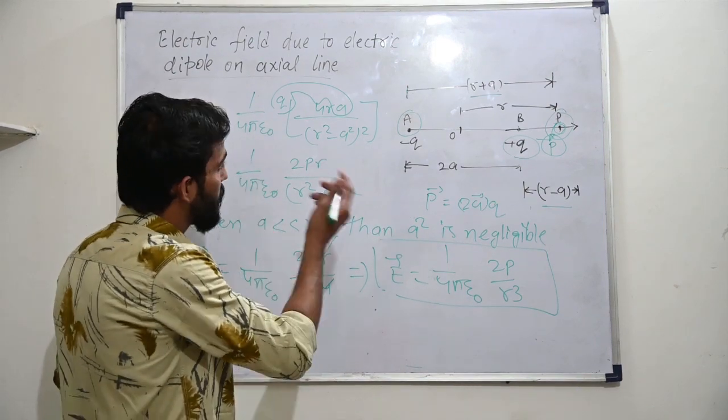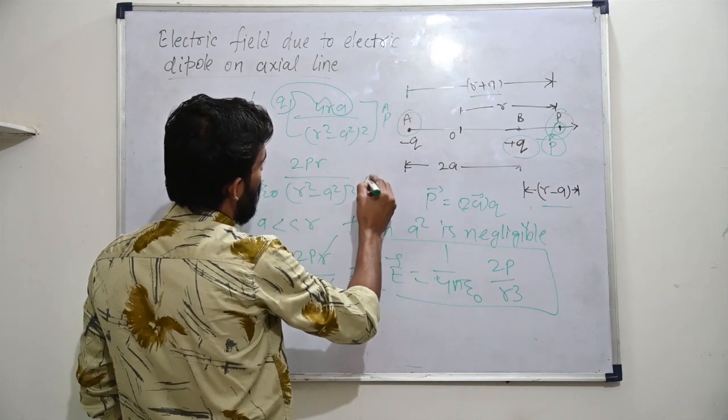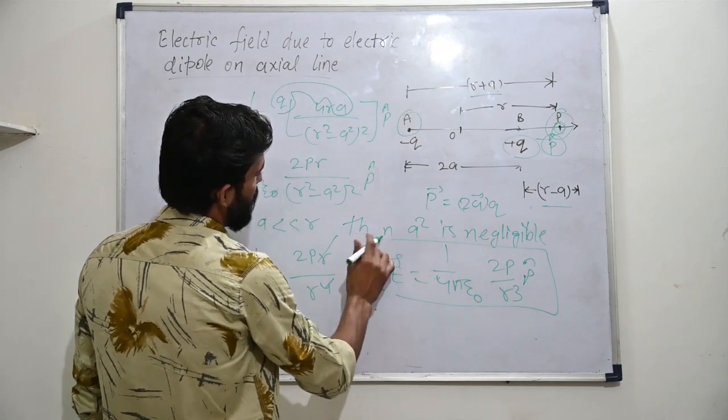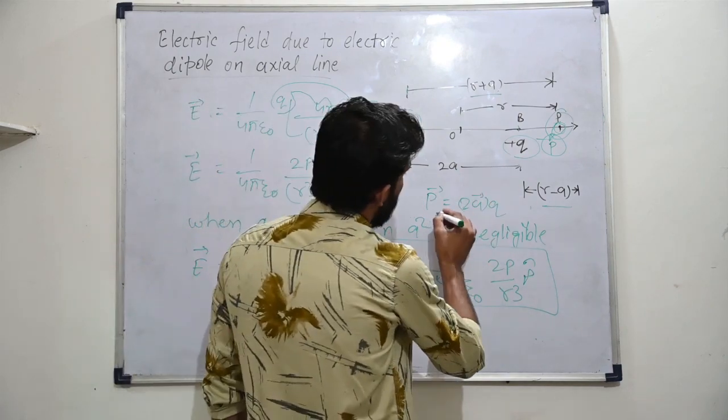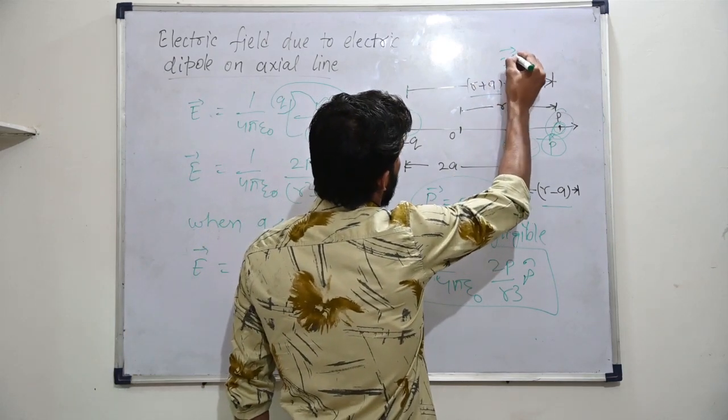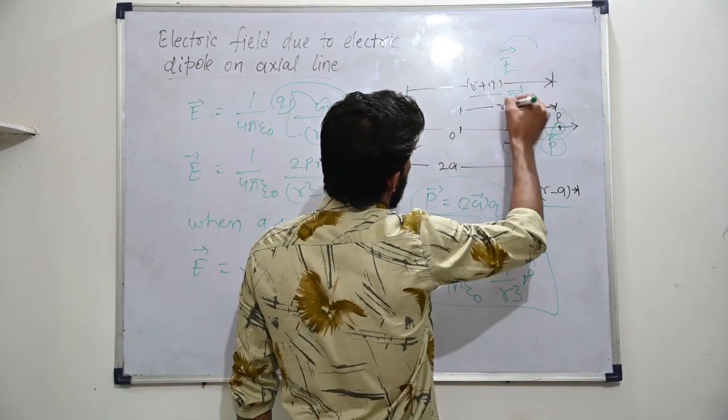And the direction of the electric field is p cap, in the direction of the electric dipole, so the E vector and the P vector are in the same direction.